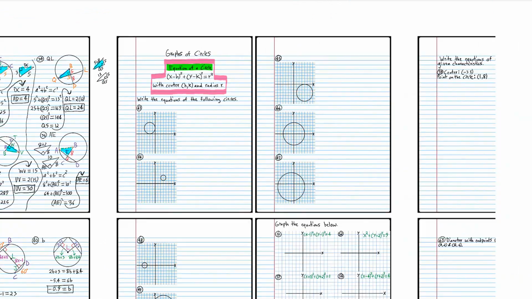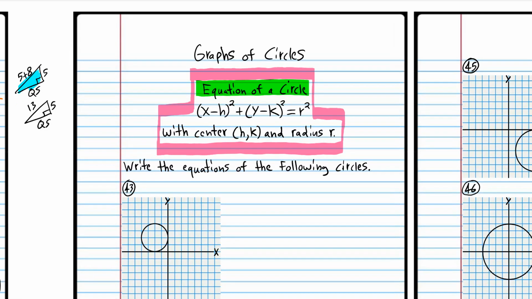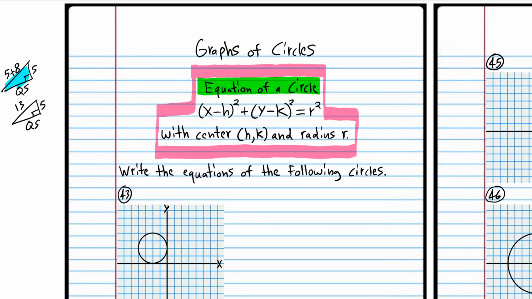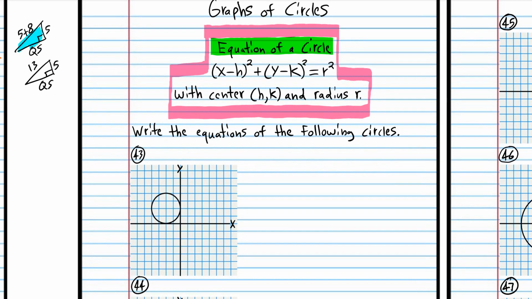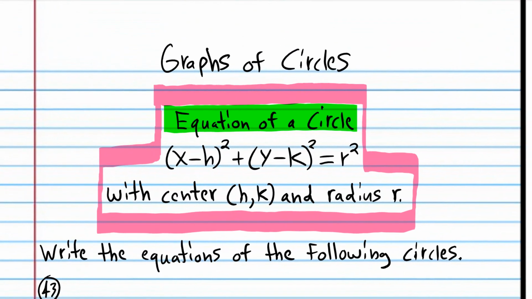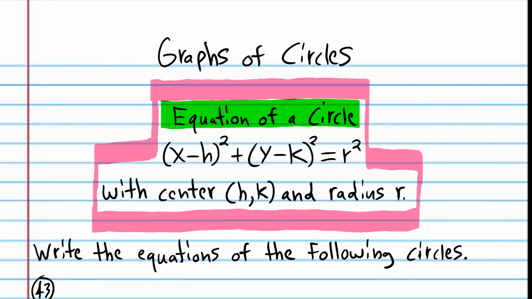All right, so now we're going to go on to the last thing that we're going to learn today, graphing circles and writing the equations of circles. So this is the equation of a circle with center (h, k) and radius r. So go ahead and get a screenshot of that or a picture with your phone. h is the x value of the center coordinate, and k is the y value of the center coordinate.